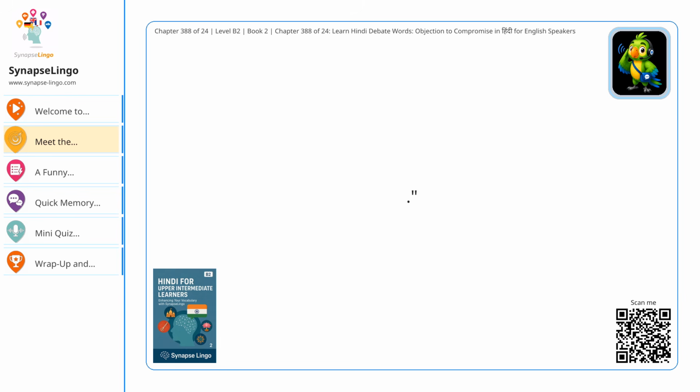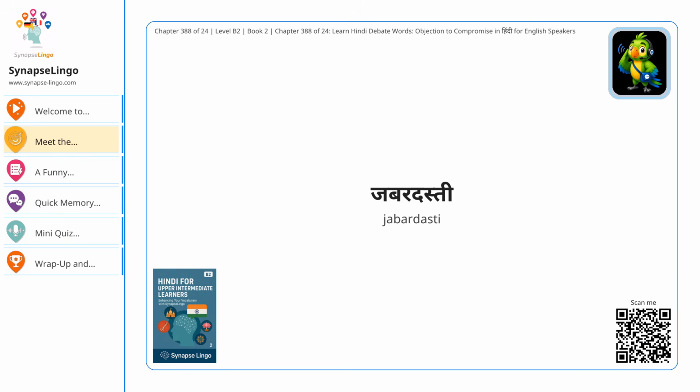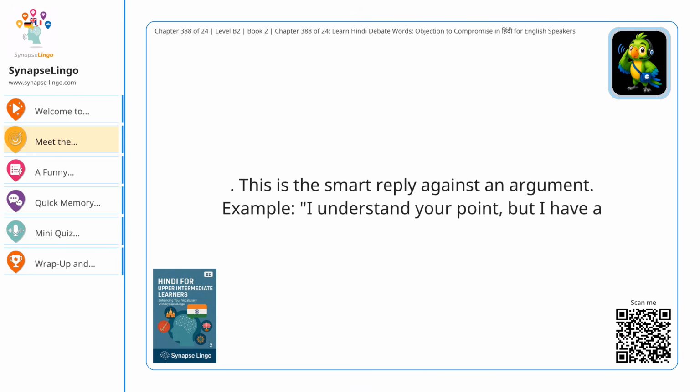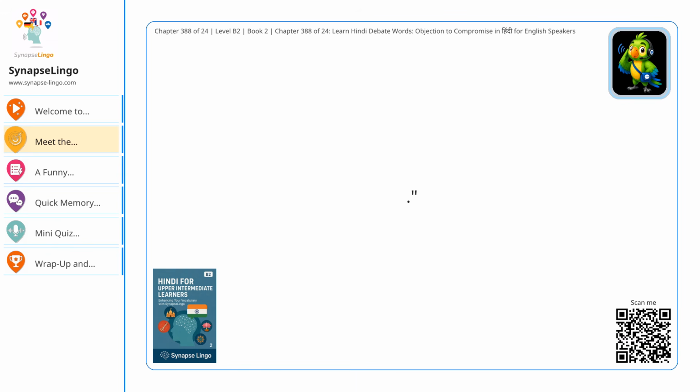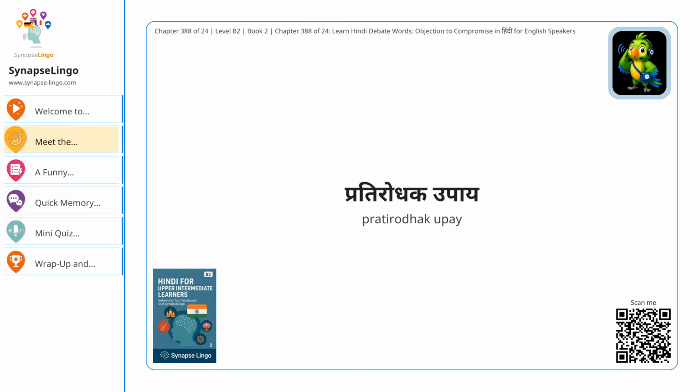Compulsion is Jabardasti. This is when something is forced, not freely chosen. Example: this is not choice, this is Jabardasti. Counter-argument is Prativad. This is the smart reply against an argument. Example: I understand your point, but I have a Prativad. Countermeasure is Pratirodhak upay. Long word, useful word. It means an action taken against a problem or threat. Example: we need a Pratirodhak upay.